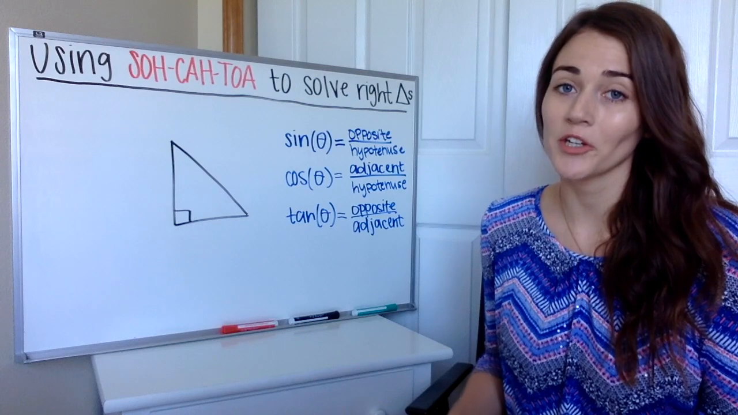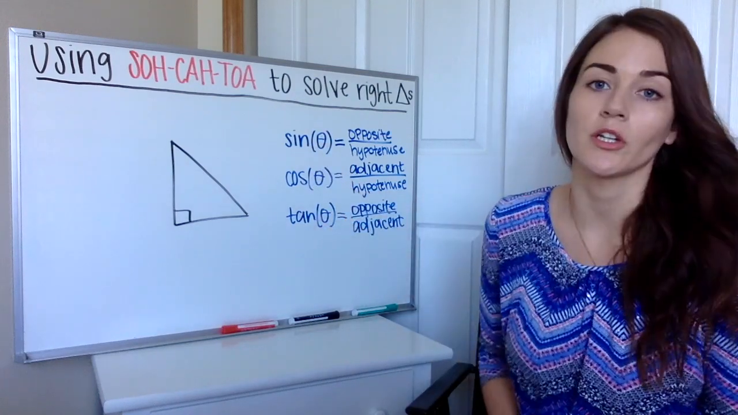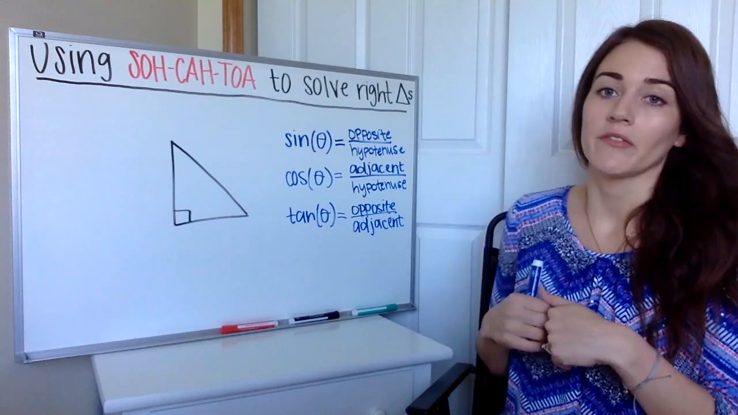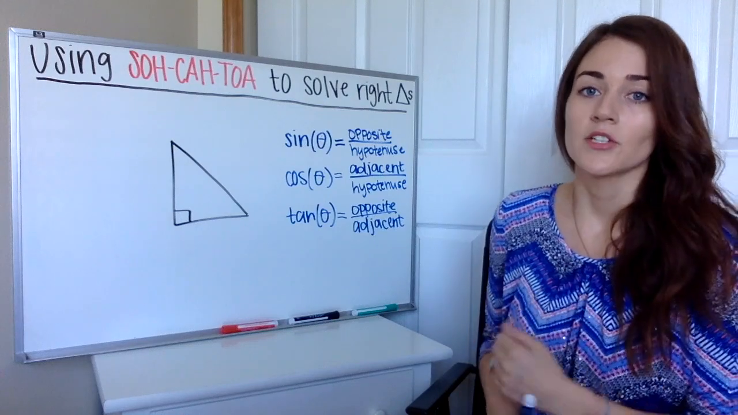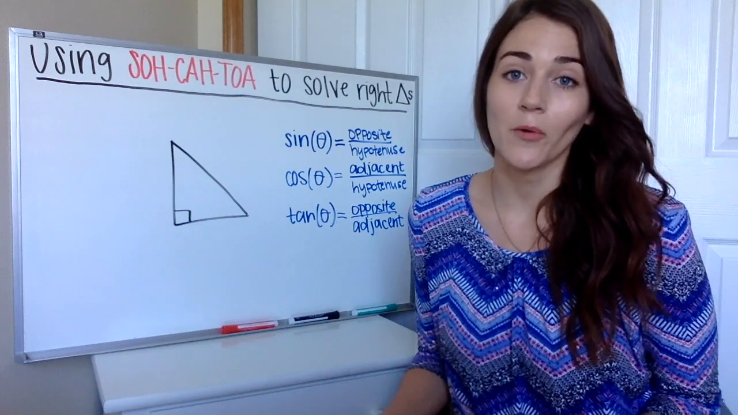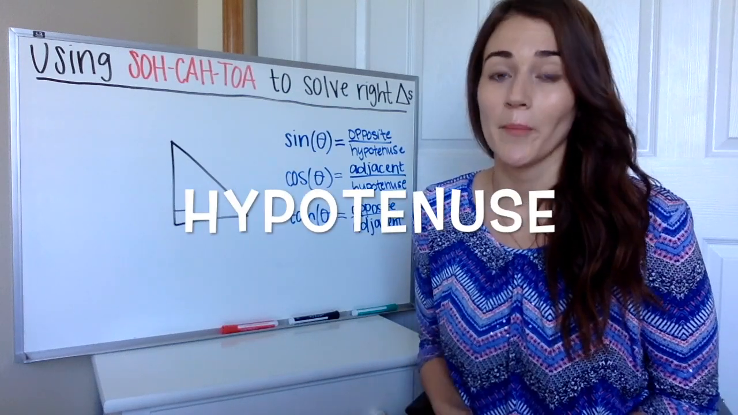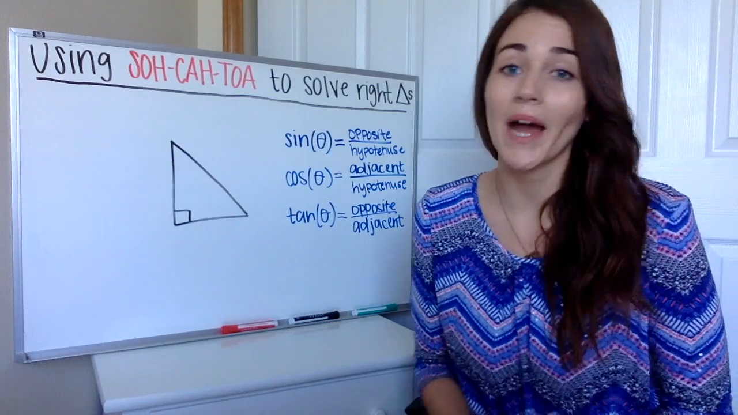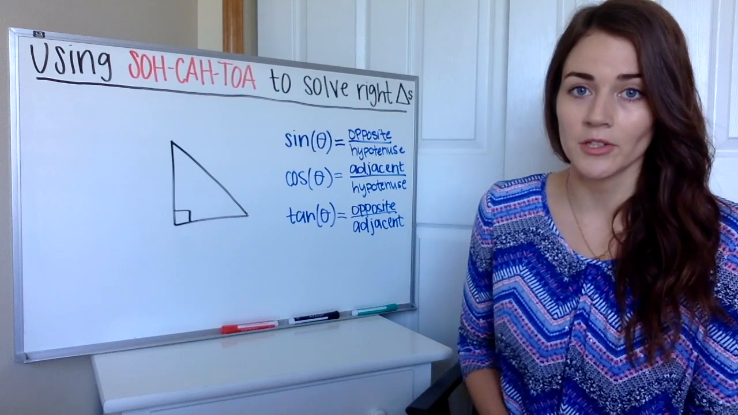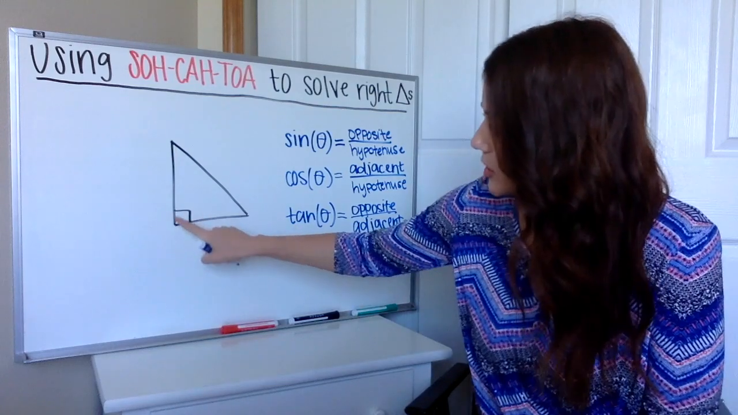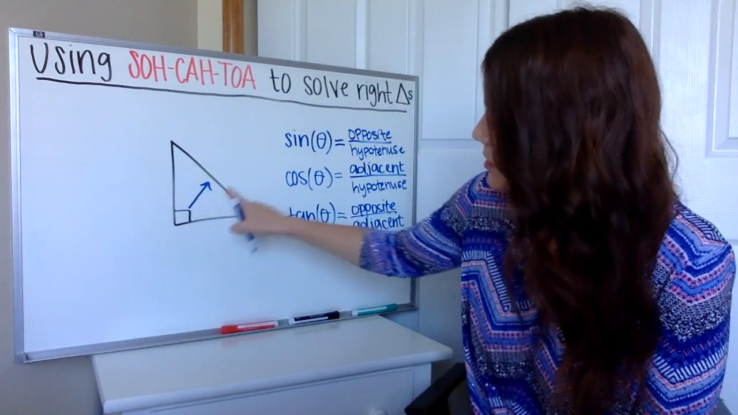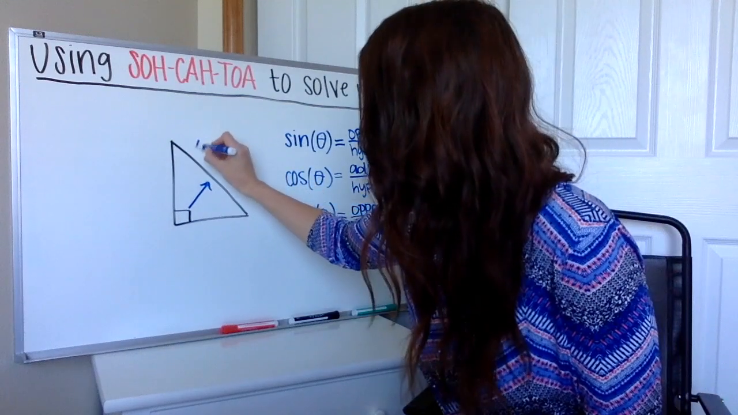Depending on what you're given, it's going to depend on what function you use. If you're given opposite and adjacent, you're going to use tangent. If you're given opposite and hypotenuse, you're going to use sine. So it depends on which sides you're given and which angle you're looking at. The first side I want to talk about is our hypotenuse, because your hypotenuse is always in the same spot no matter what angle you're looking at. Your hypotenuse is the one across from the 90-degree angle. And what I mean by across is, here's our 90 degrees. If I were to go directly across that line, that's across from that angle, that is our hypotenuse.